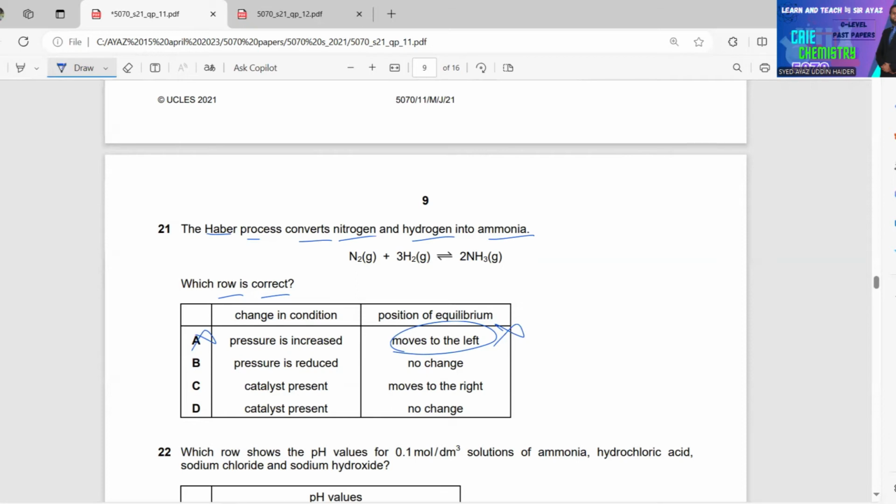If you reduce the pressure, what will happen? It will move to the side with higher number of moles. So they are saying no change. So this is also incorrect. What about C, catalyst present? Catalyst increases the rate of reaction in both the directions, which means there will be no change. Overall, there won't be any change in the position of equilibrium. So this is also incorrect. Only D will be left. This is correct. Catalyst present, and there will be no change in the position of equilibrium.